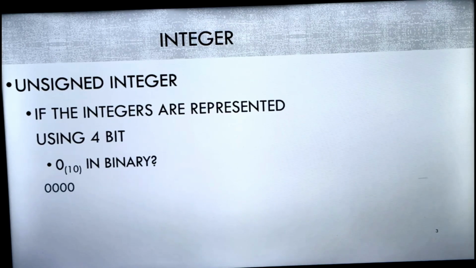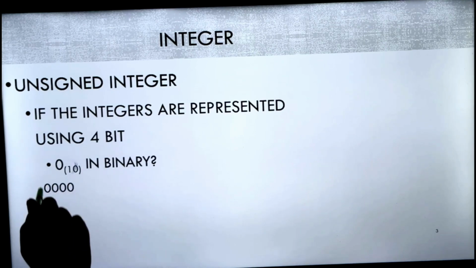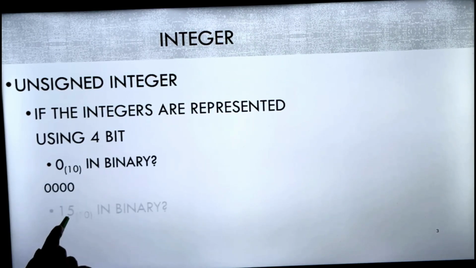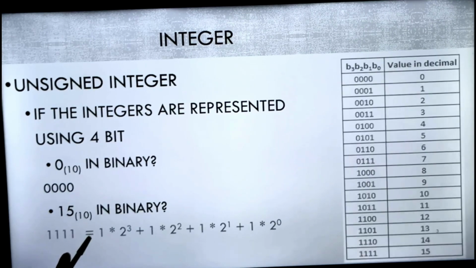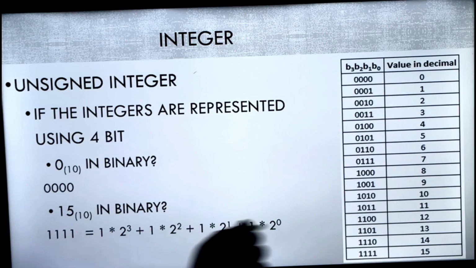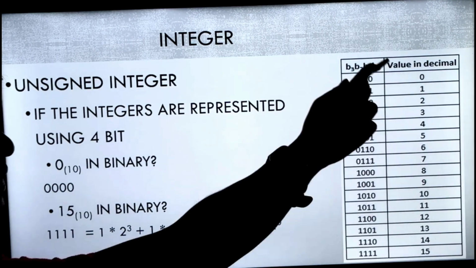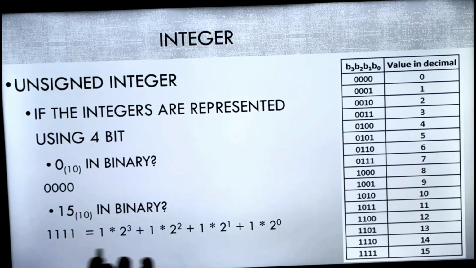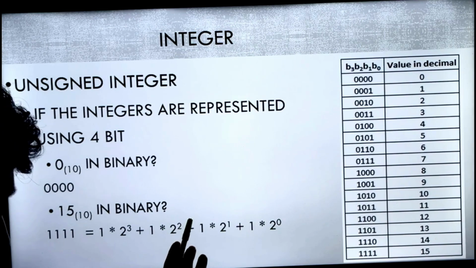Suppose if I ask you to convert 0000 to decimal or 0 to binary, then we know in 4 bits how to represent it. This is unsigned. If I ask you to convert 15 to binary, we know how to convert it, right? Using 4 bits, I can represent 0 to 15, and this is how we already know. So I don't want to waste your time on discussing all these basic things. So we know about unsigned numbers very well. Fine, that is not an issue.